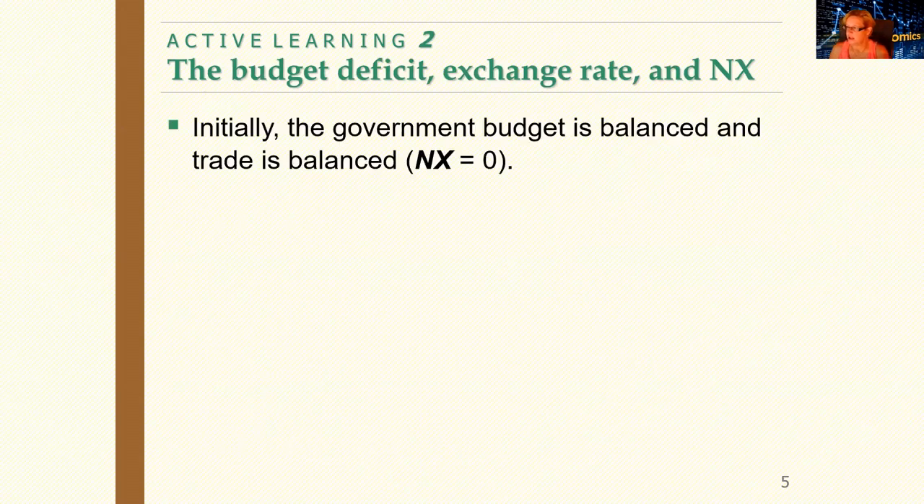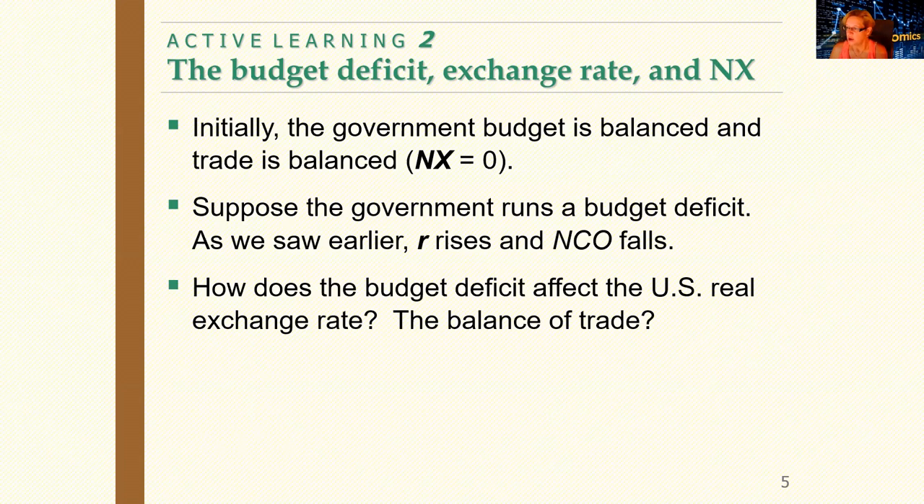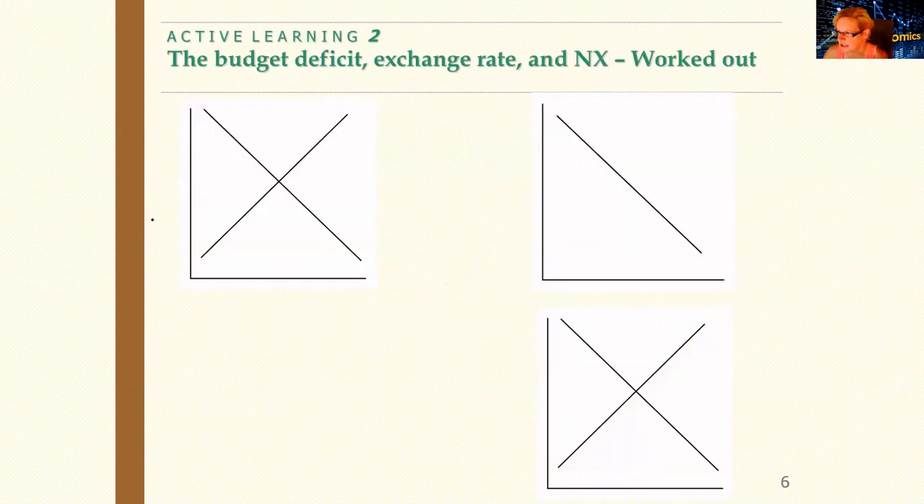So initially the government balanced its budget, net exports were 0, and then suppose that the government runs a deficit, we know that the real interest rate rises, net capital outflow falls. But how does the budget deficit affect the real exchange rate and the balance of trade? So now we're going to use all three graphs here. And again, just because I think it's important to work these through and understand where things happen. Remember, this is the real interest rate. This is the quantity of loanable funds.